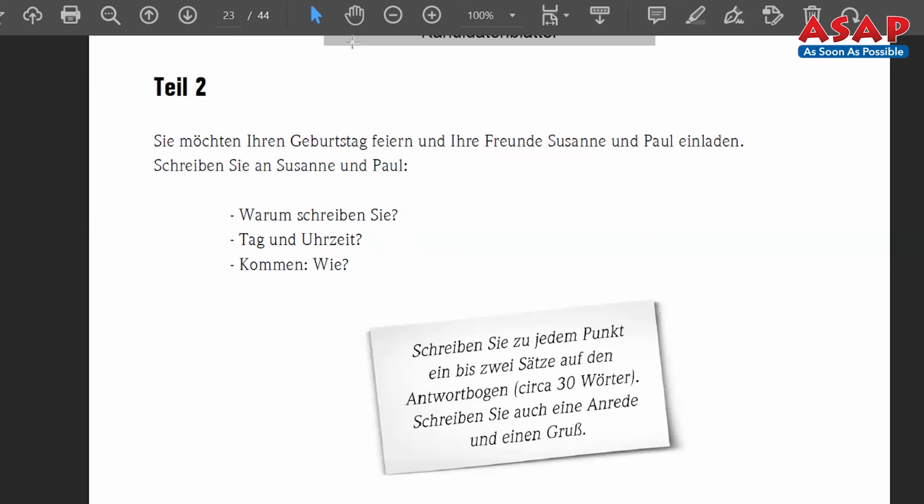And next, now the most common mistake I forgot to tell you, that we'll discuss here. "Schreiben Sie zu jedem Punkt." Here it is already given to write a letter to Susanne und Paul. But when they read "Schreiben Sie zu jedem Punkt", what does it mean? For every point, whatever I told you now. Here three points are there. On every point, you should write one to two sentences.